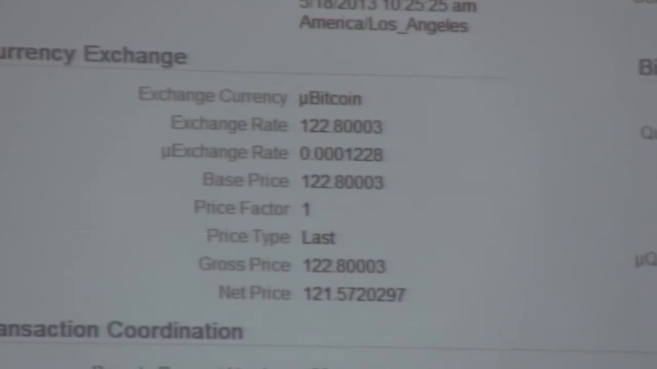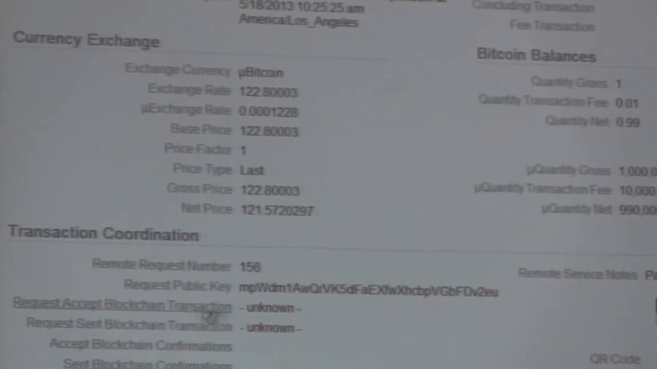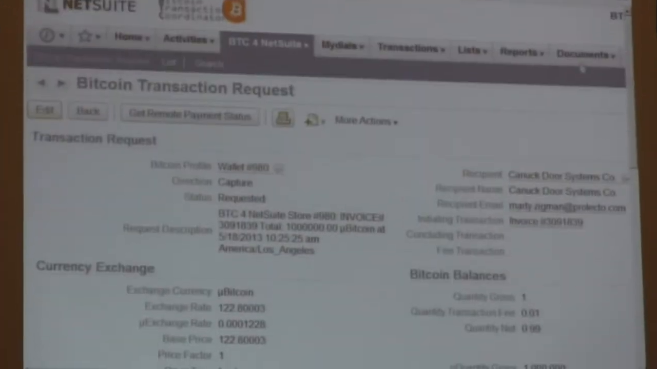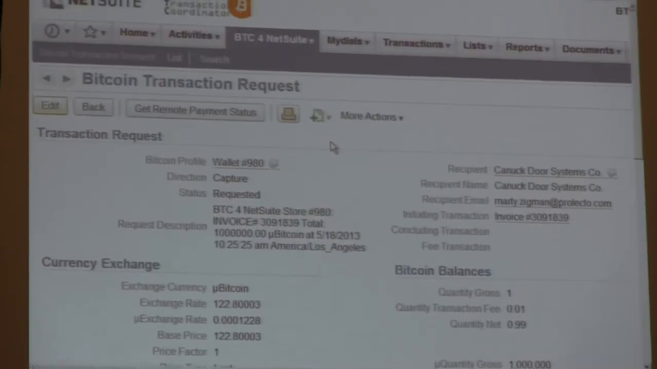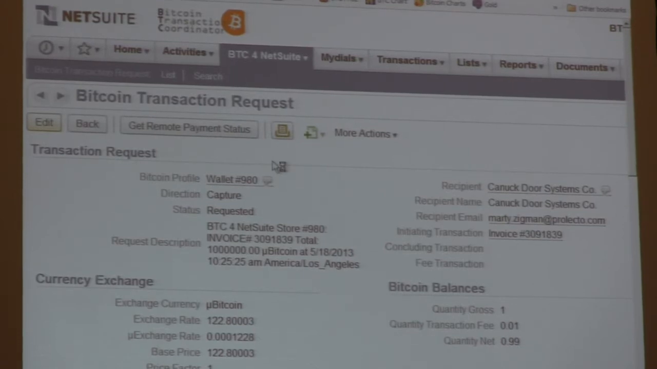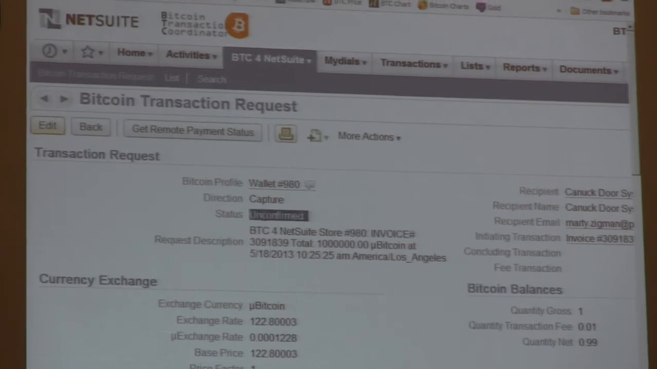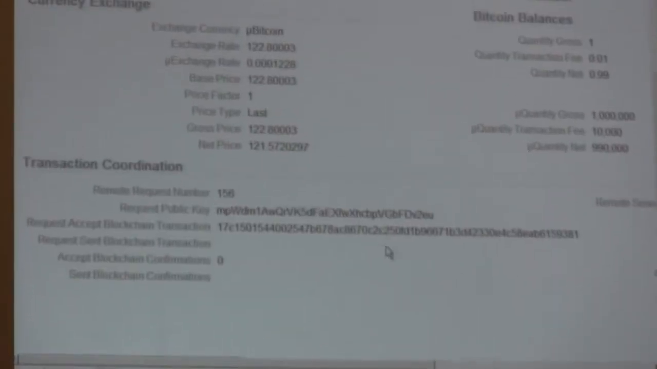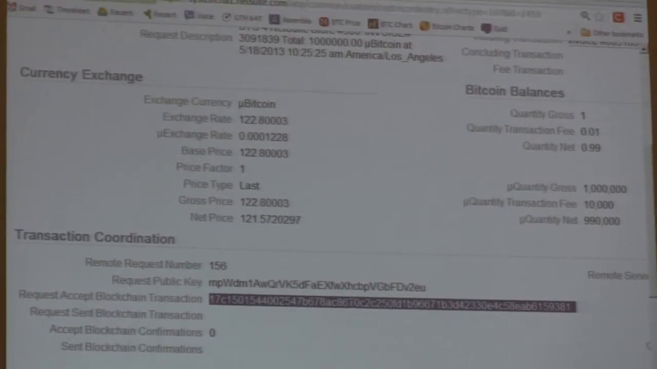Here was the invoice. This was the amount we're asking for. Here's the QR code. Now, at this point in time, on the blockchain, we don't know the transaction, but let's go ahead and get status. Make sure I press that okay. Oops, let me try that one more time. There we go. The status now has changed to unconfirmed. We now have a transaction ID. Bitcoin, or micro Bitcoin in this case, are on their way.